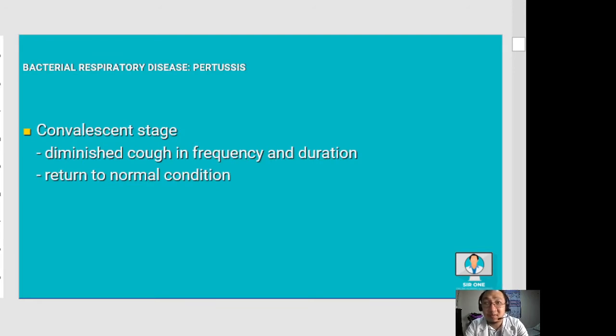Okay, convalescent stage. This is the stage wherein the child, or the patient, gets better. Okay, the road to recovery. So the cough is diminished in frequency and duration, and the child is considered to be returning to normal condition.